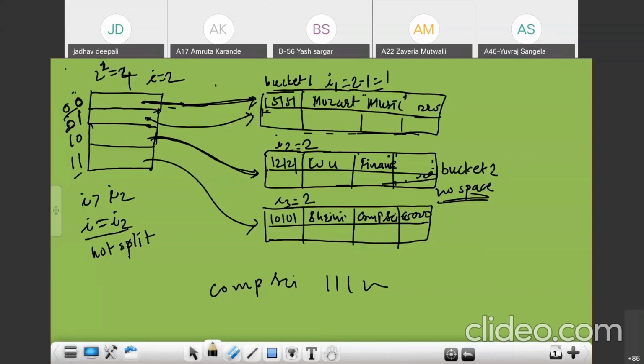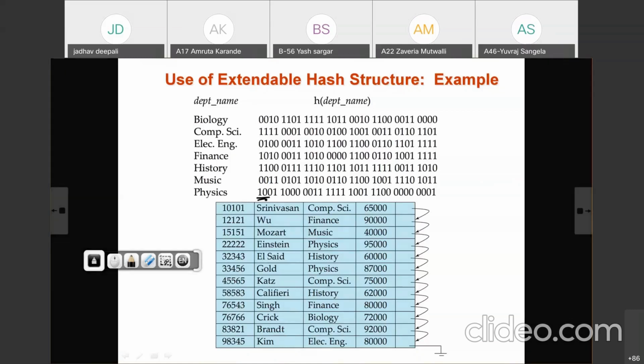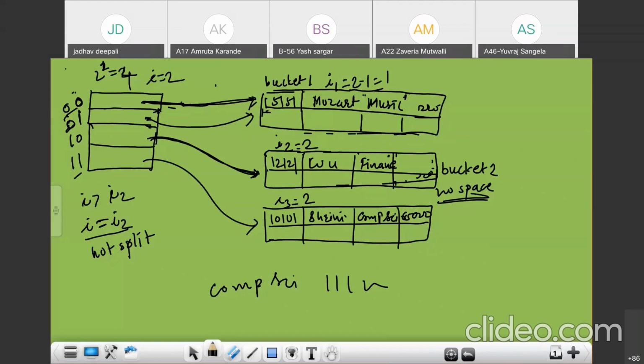Now we are trying to insert Einstein. What are the first 2 bits of physics? 1, 0. Correct. So 1, 0, follow the pointer. Is there space? Yes, there is space. So Einstein, physics. So I think it is clear to you up to this.